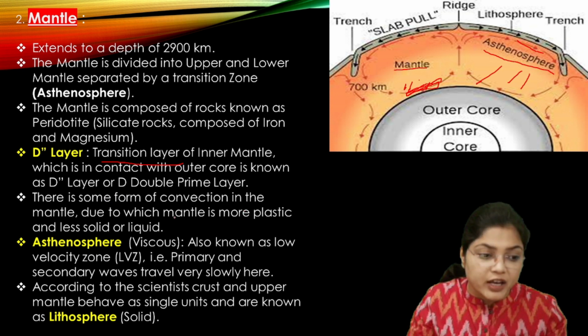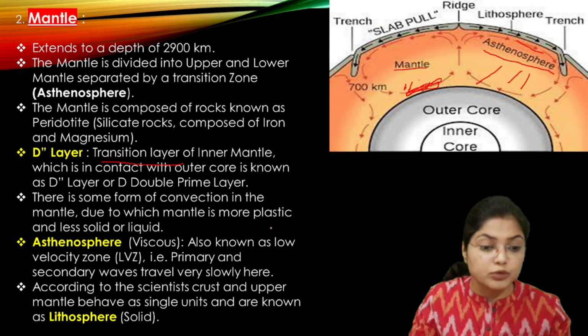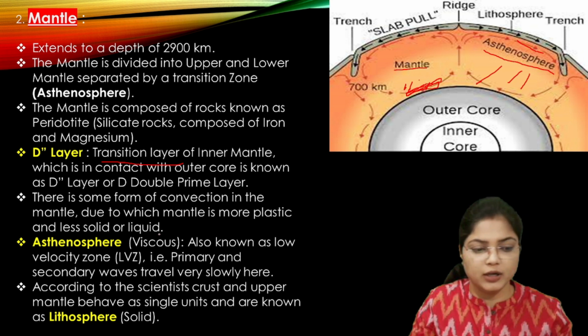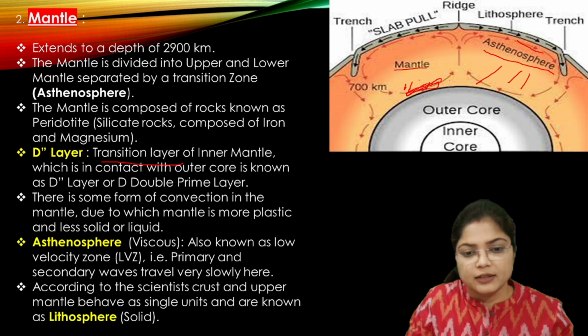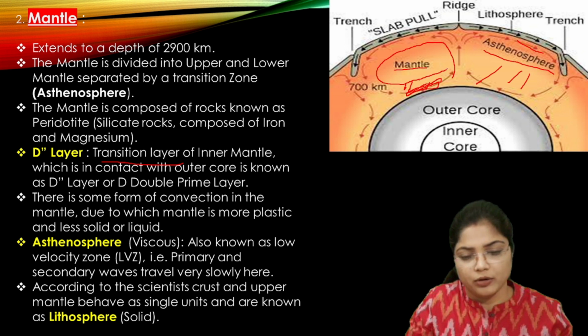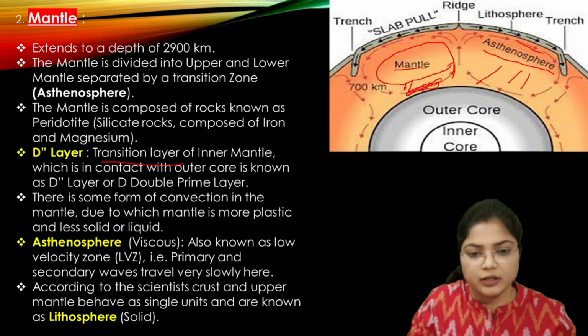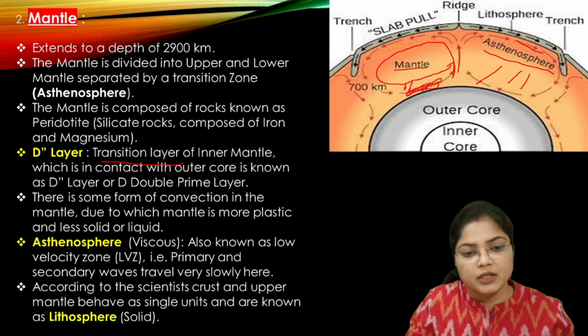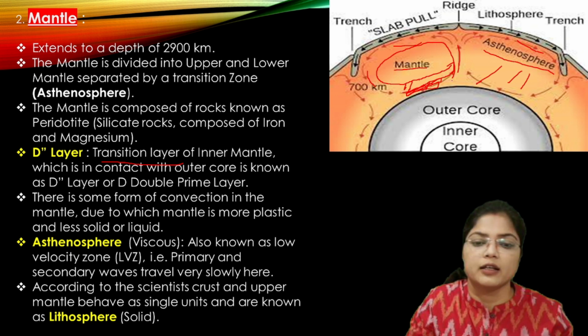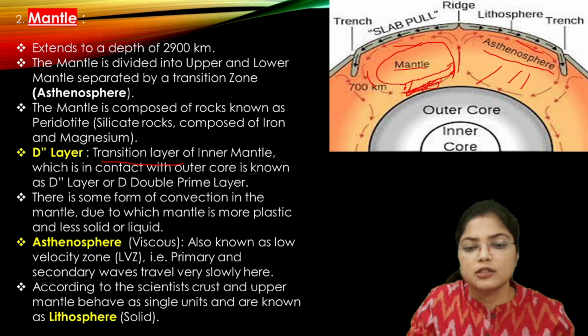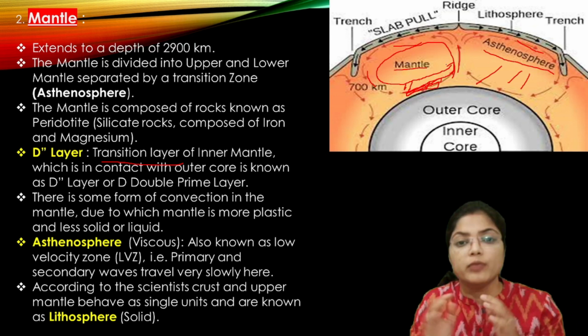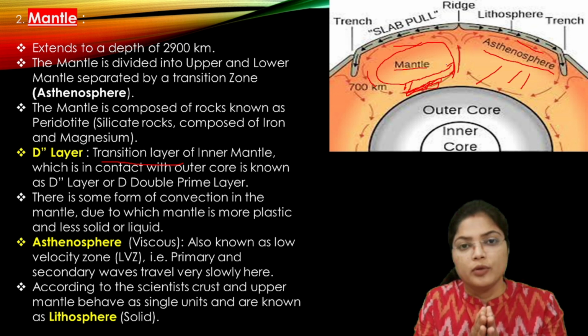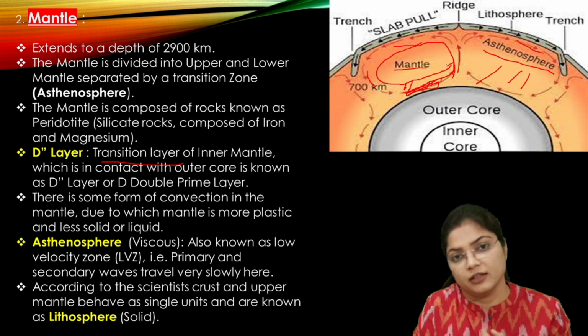There is some form of convection in the mantle, due to which mantle is more plastic and less solid or liquid. Here what you see is a convection cell which is going on under the mantle layer. Here it's rising limb, here it's sinking limb, here it's advecting, and here it's moving towards rising limb once again. This is known as convection cell, and this is the reason the mid-oceanic ridge is created in the Atlantic Ocean.